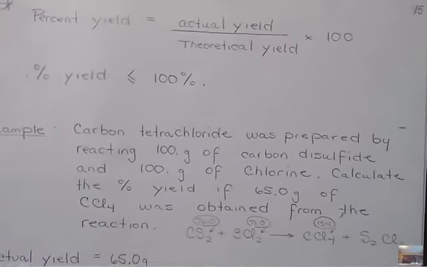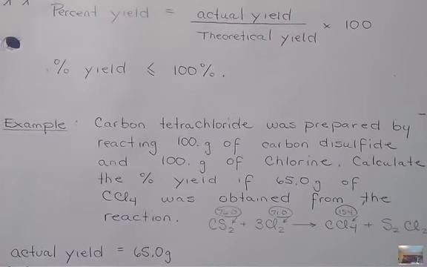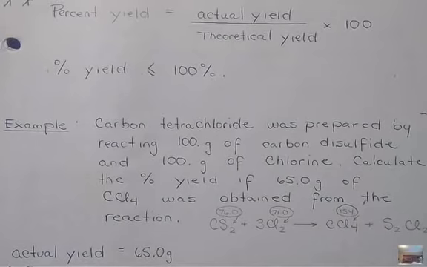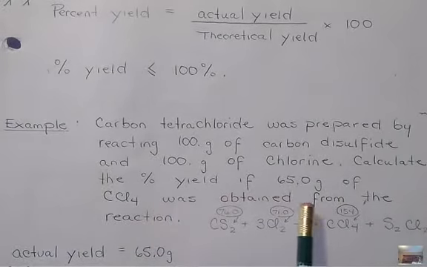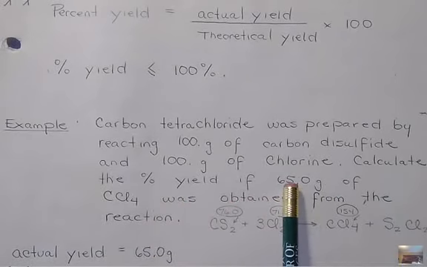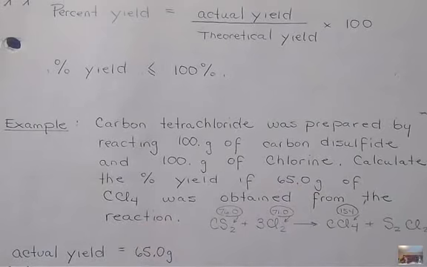Okay, one more example. Carbon tetrachloride was prepared by reacting 100 grams of carbon disulfide and 100 grams of chlorine. Calculate the percent yield if 65 grams of carbon tetrachloride, which is one of the products, the product we're interested in, was obtained from the reaction. Guys, we don't do anything with this 65 grams in the beginning. This 65 grams is the actual yield. It's how much you get if everything works out perfectly.